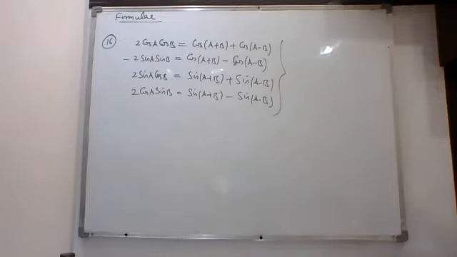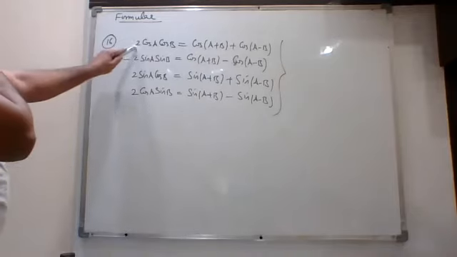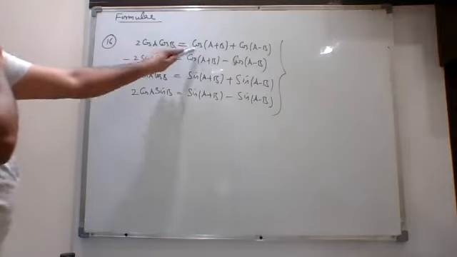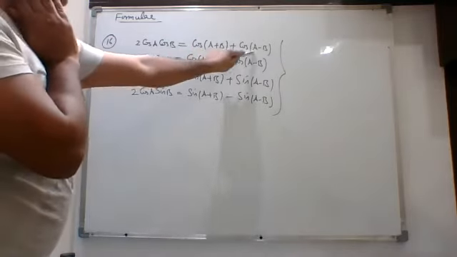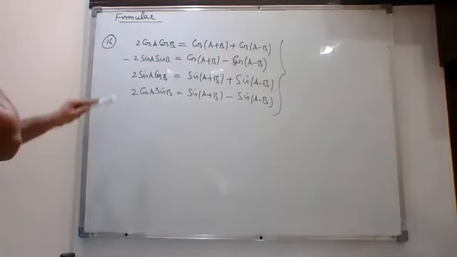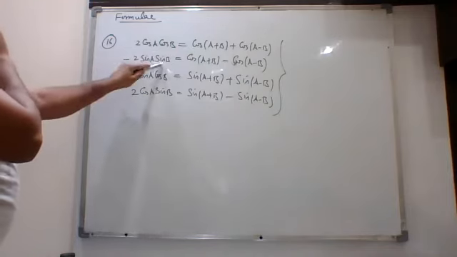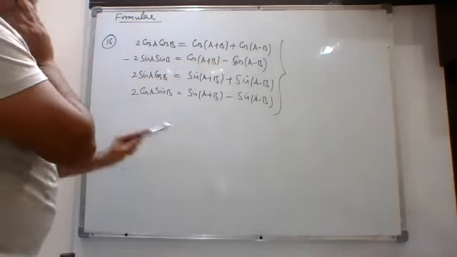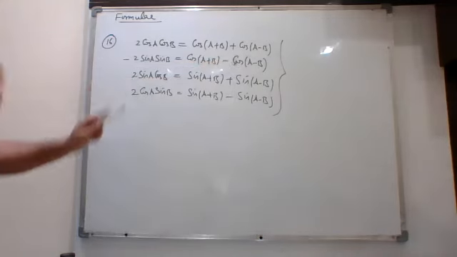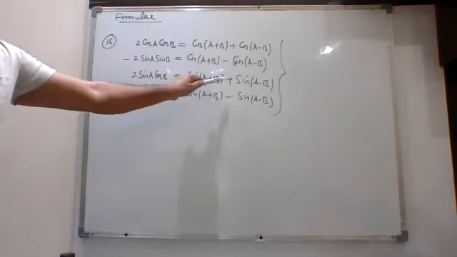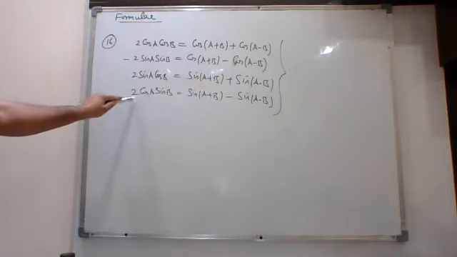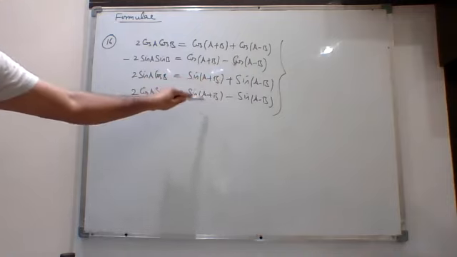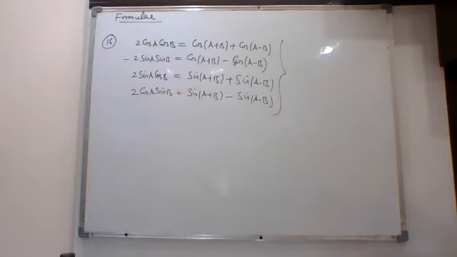Okay, so here we have formula number 16. This is 2 cos A cos B. It is cos A plus B plus cos A minus B. Minus 2 sin A sin B will be cos A plus B minus cos A minus B. 2 sin A cos B will be sin A plus B plus sin A minus B. 2 cos A sin B will be sin A plus B minus sin A minus B.